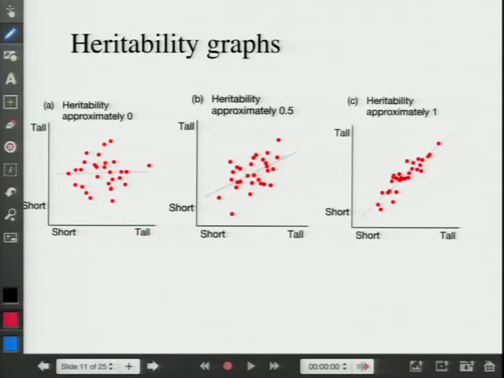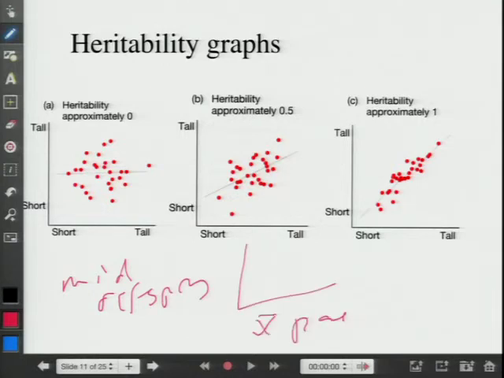We talked about this 10 days ago, something like that, right? If you have the average of the offspring and regress that on the average of the parents, then the slope of that line equals the heritability, right? There's lots of other ways you can do it, but this is the easiest to visualize.